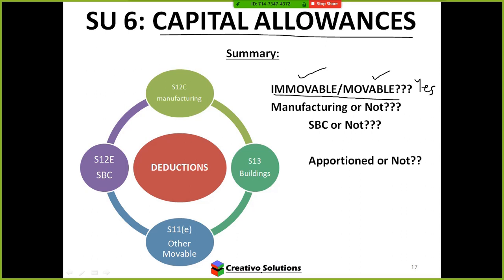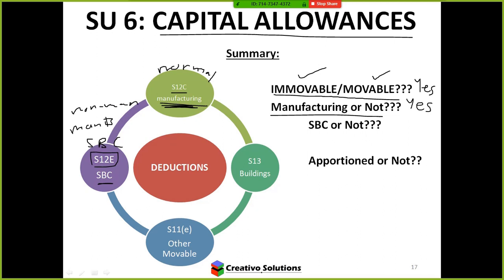When looking at a capital allowance, do we need to distinguish between the two? Yes, we do. Second thing: with capital allowances, do we need to know if it's part of manufacturing or not? Is that important? Yes, it is important. Why? Because different sections apply. Correct. Section 12C is manufacturing. This is for a normal business. Section 12E is special, SBC. It's SBC, it's special, and that's for manufacturing and non-manufacturing. It doesn't matter.